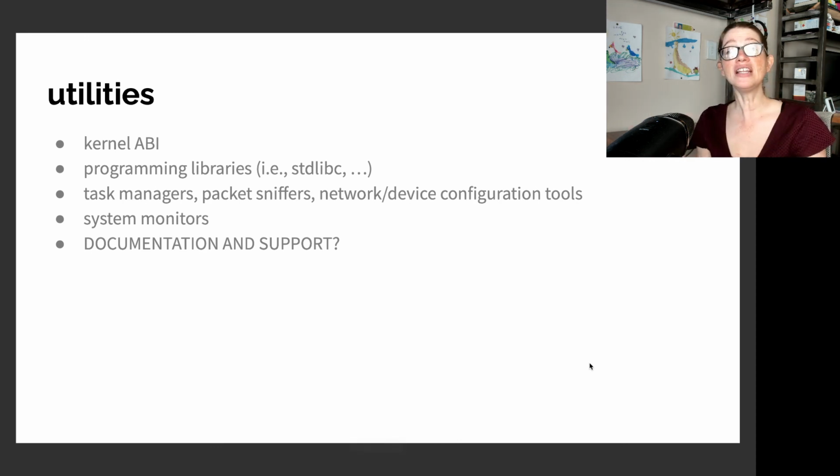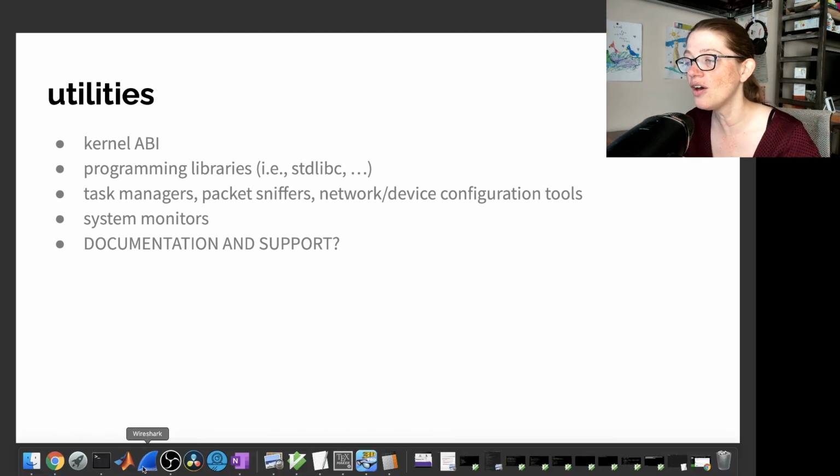And then there's the utilities. So that's the kernel design. What utilities are you providing? So the kernel ABI, the application binary interface, what are you providing by that? That's so the user programs can actually know how to interact with the kernel via system calls. What kinds of programming libraries? Do you even offer any, like standard libc? Are you going to have things like task managers to set priorities of processes and find ones that have run away and terminate them? Are you going to have packet sniffers?